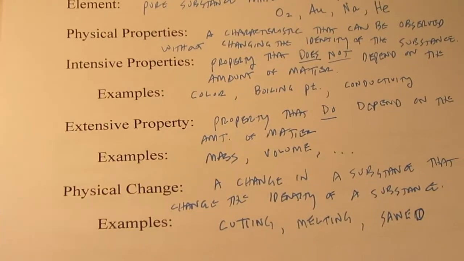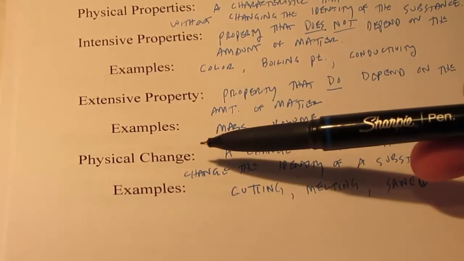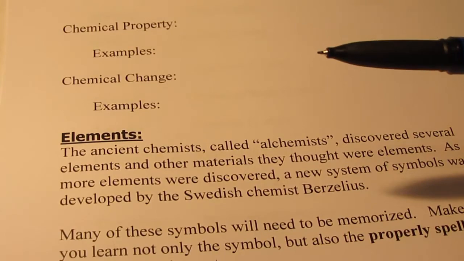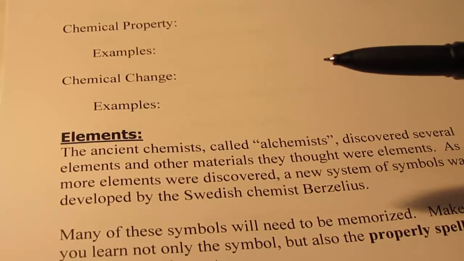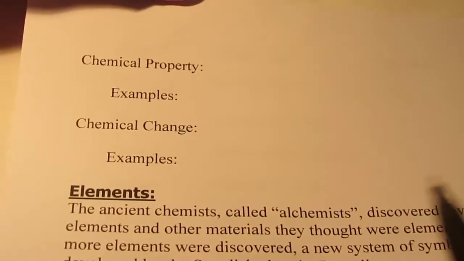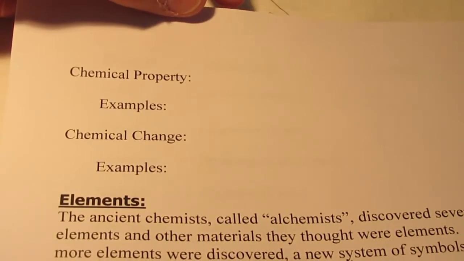Okay, welcome back to part 2 of our chapter 1 discussion. We just finished talking about physical changes and we gave some examples. I think I want to move on to chemical properties, and then we'll talk about chemical changes and give some examples.